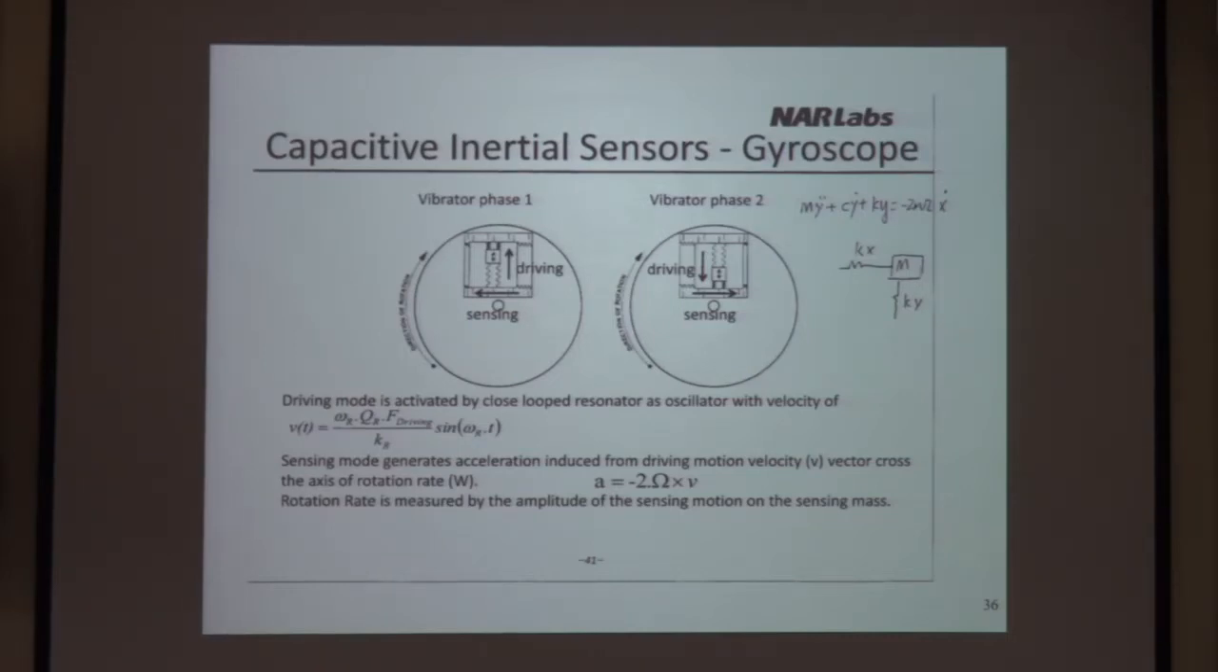Vector omega cross vector V. Omega direction is that way. V direction is here, so omega cross V, then we get the direction of omega cross V is downward.